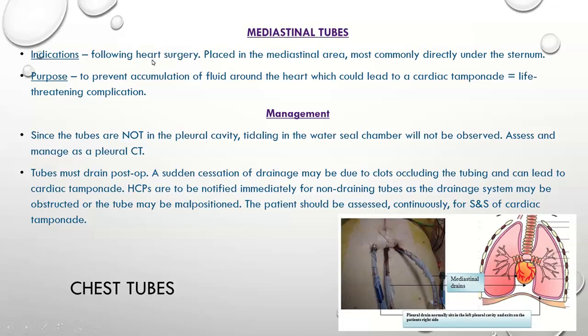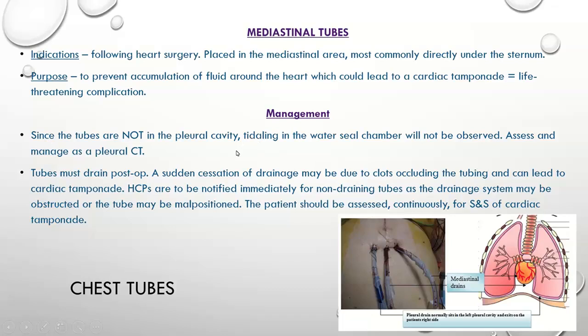So again, mediastinal tubes are used following any kind of heart surgery. They're placed by the surgeon in the mediastinal area, underneath the sternum, and you can see they exit outside the body, and they're draining. Usually most nurses who have a mediastinal tube will mark the chest drainage unit that it is mediastinal, because it's very important to watch the output of that. Again, the purpose is to prevent accumulation of fluid around the heart, which could lead to pericardial tamponade or cardiac tamponade, which is a potentially life-threatening complication.